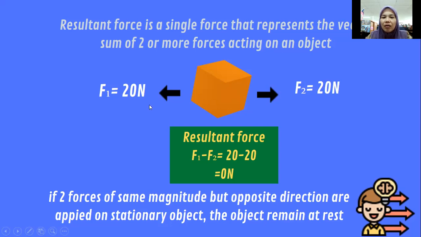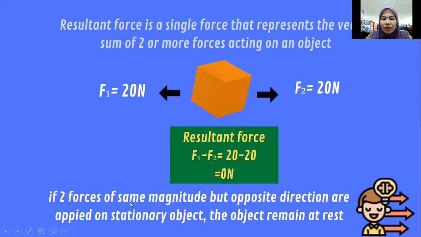First thing first, we calculate the magnitude. We have force 1 acting to the left, with magnitude of 20 Newton, and the other force, F2, with magnitude of 20 Newton acting to the right. How to find resultant force? It's the sum of the forces. That means you have to consider the greater force, but in this situation, we have equal magnitude of force. So the resultant force is equal to zero.